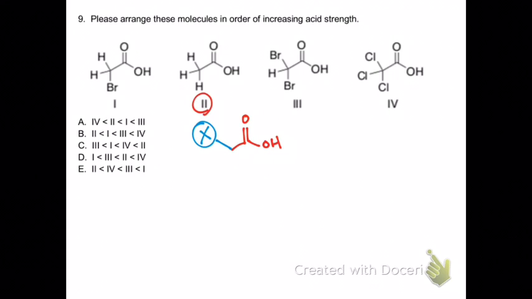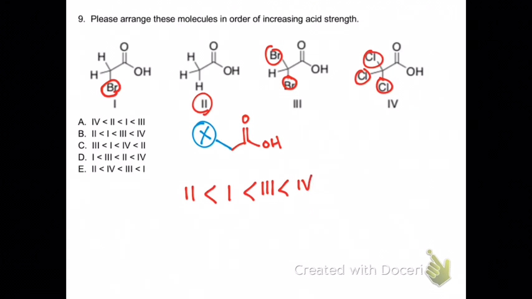acetic acid is going to be the least because it only has hydrogens. After that, if we look at these, molecule 1 has 1 bromine. Okay, well, that's great, but what has more electronegativity than just 1 bromine? Well, 2 bromines. So 3 is going to be next. And what is stronger than that? Well, 1, 2, 3 chlorines. So this trichloroacetic acid is going to be the greatest of all. So it's 2, then 1, then 3, then 4.